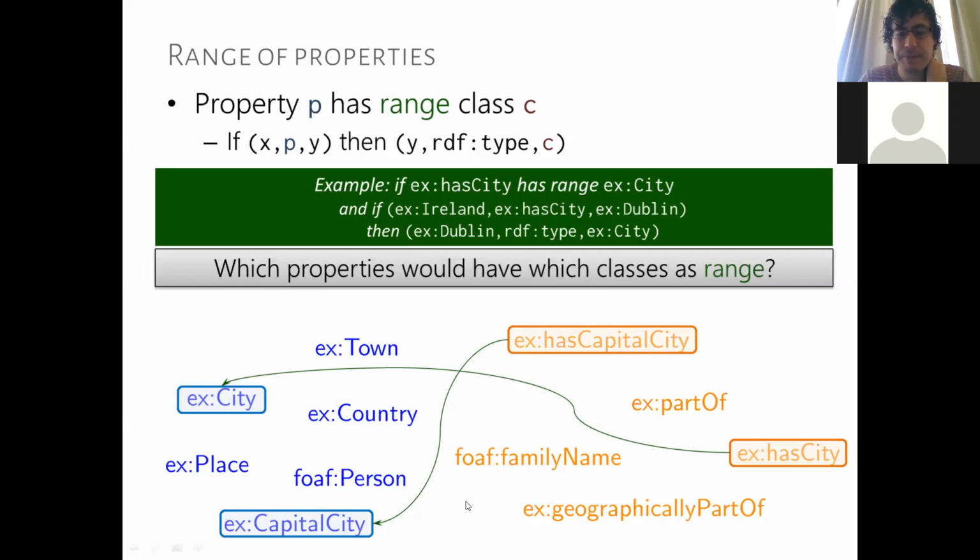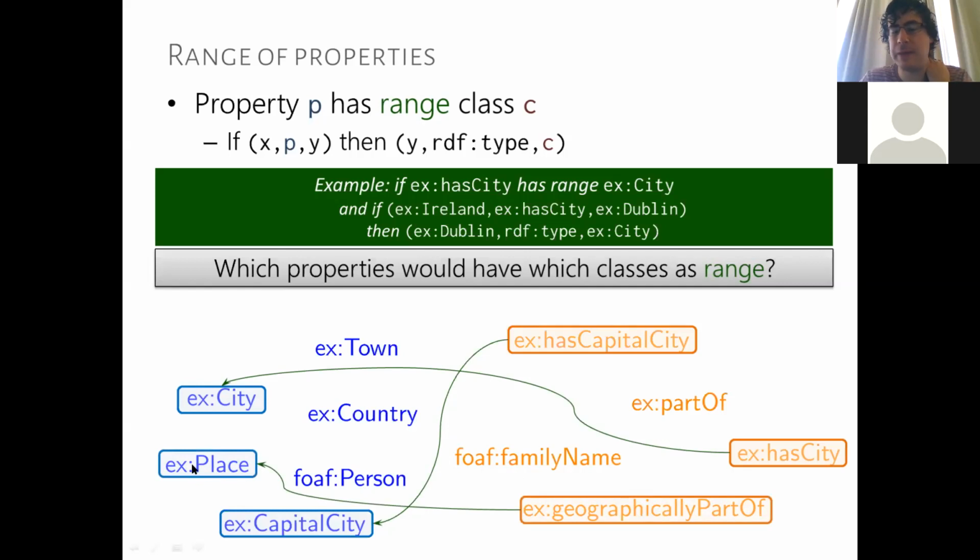Full family name. So probably this would be a string, but we don't have that option here. The domain would be a string, or the range would be a string, sorry. Geographically part of, well, we could imagine again that the value of geographically part of would probably be a place, at least. Seems relatively safe to define. So any other ranges that are possible?